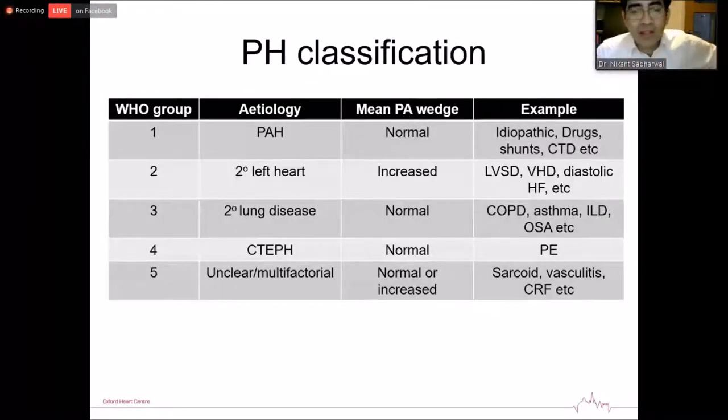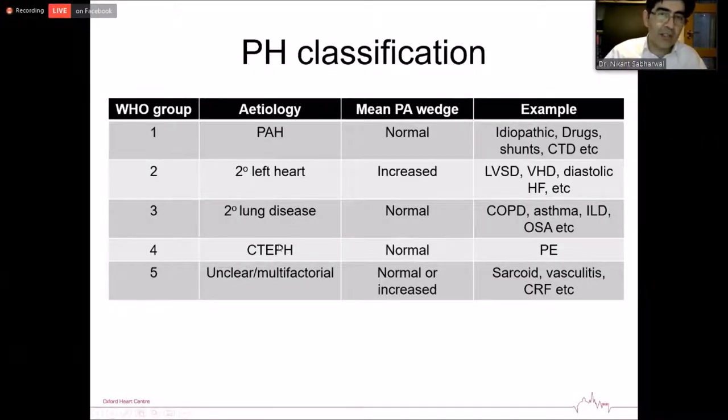So the basic classifications you'll all know about: class 1 is pulmonary arterial hypertension, secondary to left heart disease is class 2, class 3 is the lung disease, then chronic thromboembolic pulmonary hypertension, and the unclear versions. And the important point from this slide is working out the pulmonary artery pressure, knowing what your wedge pressure is. Because if you have high left atrial pressure due to any form of left heart disease, that is actually very important to determine on the echocardiogram.